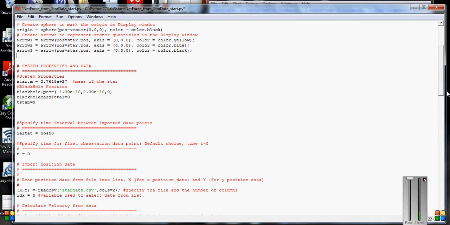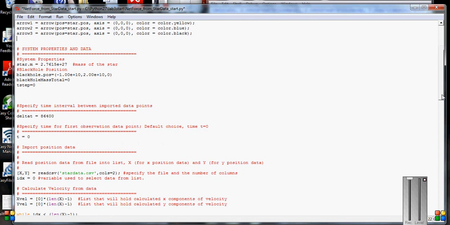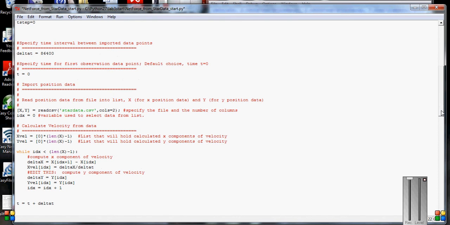So I represented the black hole using a total, which I set to 0, and then the time change, and I set the initial time change to 0. The delta t would be 86,400, which represents 1 day.